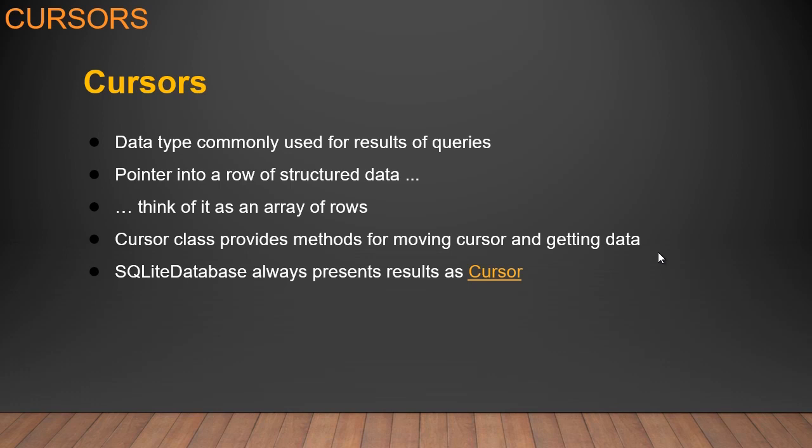You can think of a cursor as an array of rows and columns, and this cursor class has several methods for moving the pointer from one row to another row and getting data from the row that the pointer points to, because a SQLite database always returns results as a cursor variable. We will also cover the cursor in the next tutorial, how to use a cursor in order to store the result set that is returned from the query that we have written.